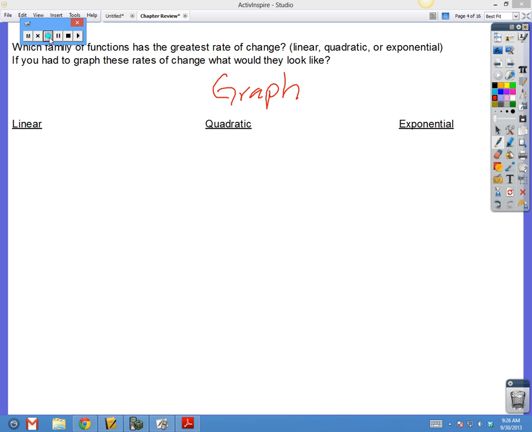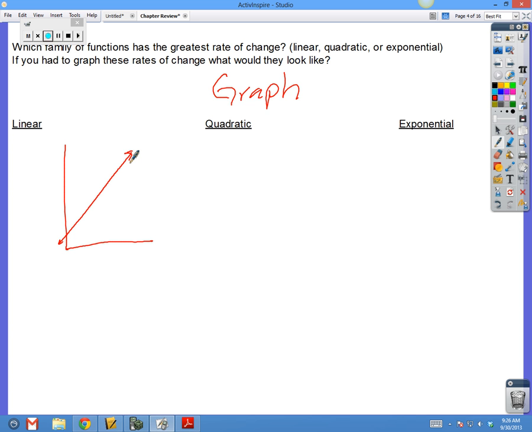So if you're looking at graphs, a linear graph will look like something that changes at the same pace. It's got to be a straight line. The steeper the line, the faster the rate it changes. If you have a horizontal line, that means it's not changing at all, it's just staying put. So linear has got to be straight.